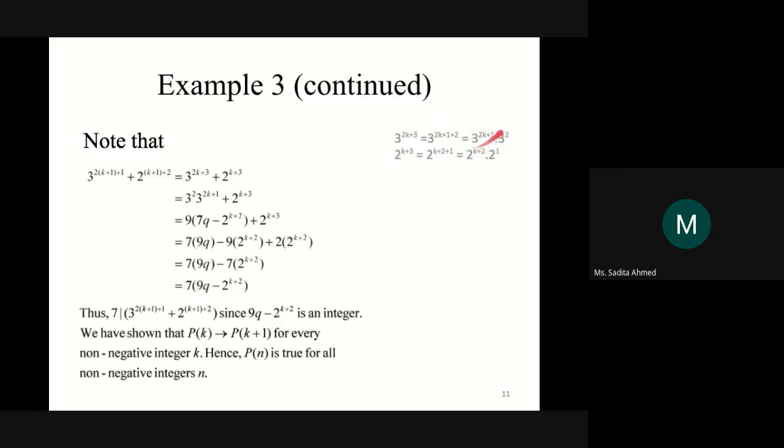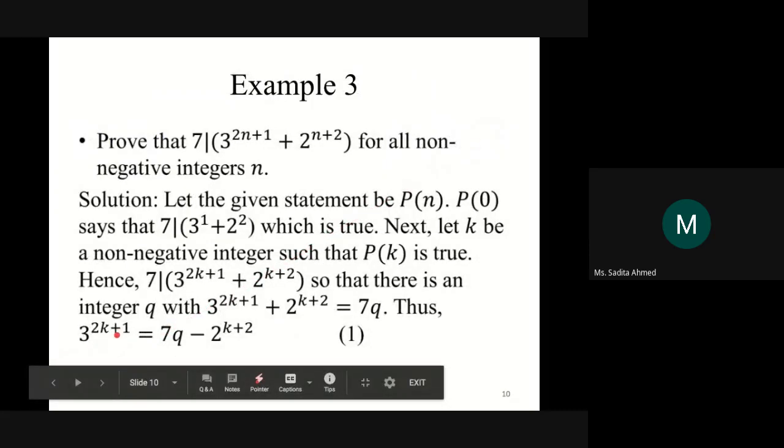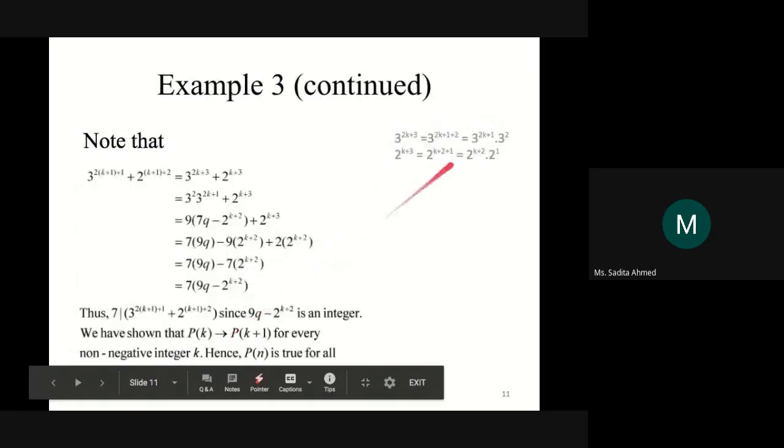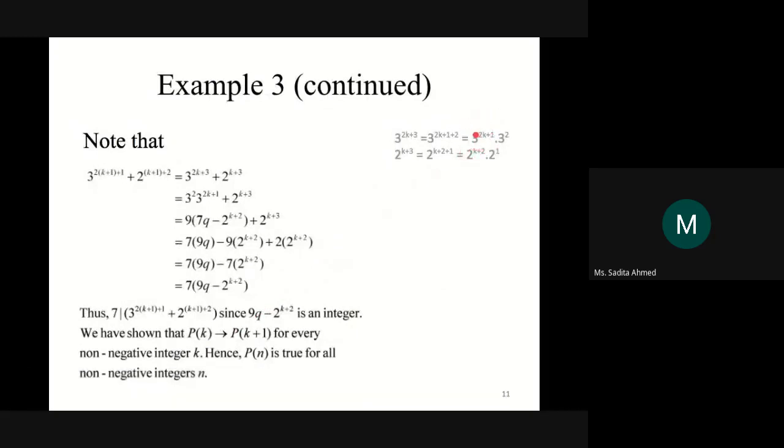Because if you break it down in this way, you have 3 to the power of 2k plus 1 here. And we know that 3 to the power of 2k plus 1, based on the assumption, is equal to 7q minus 2 to the power of k plus 2 for some integer q. That is the reason we are breaking this term down and trying to extract this term from here. See, if we get 3 to the power of 2k plus 1 and replace it with 7q minus 2 to the power of k plus 2, now we have power terms with the same base, and somehow we can convert them and find common terms there. That's the reason we are doing this.